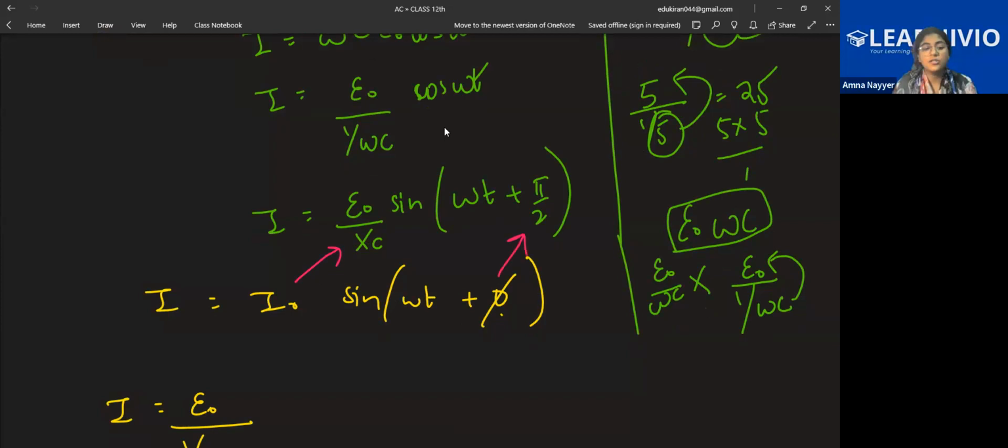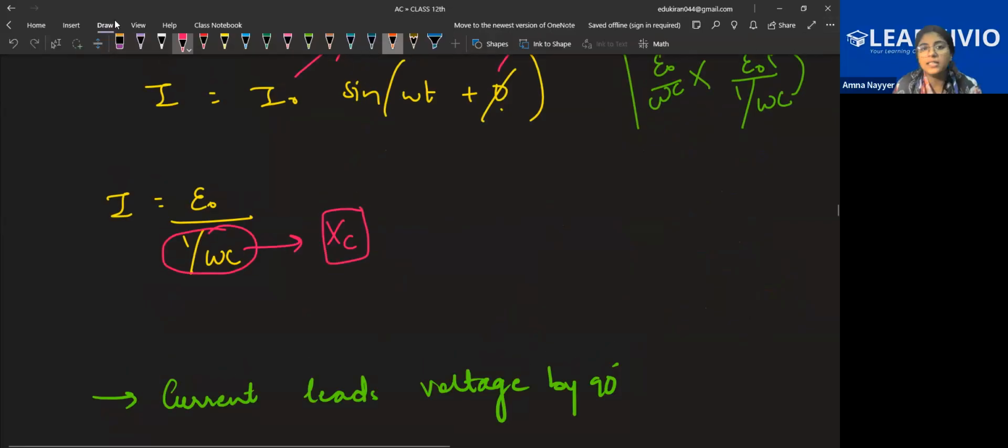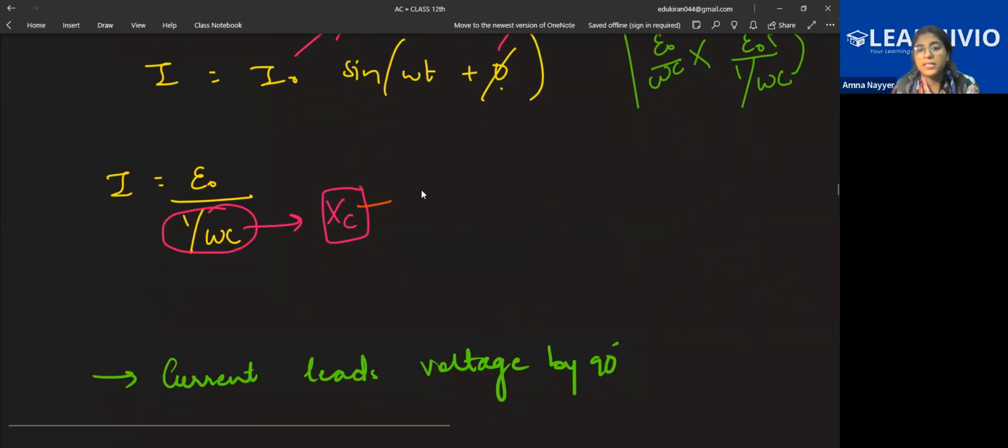Okay, class. So what are we studying? I am revising this. I is equal to E naught by 1 by omega C, and this 1 by omega C is being written as XC. Now, what is this term XC? Basically, XC is called the capacitive reactance.